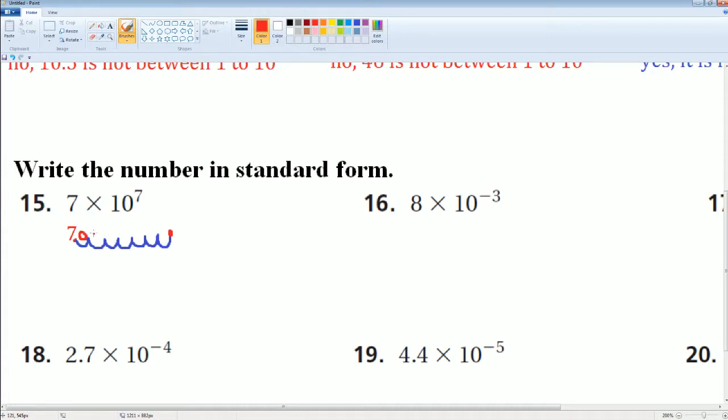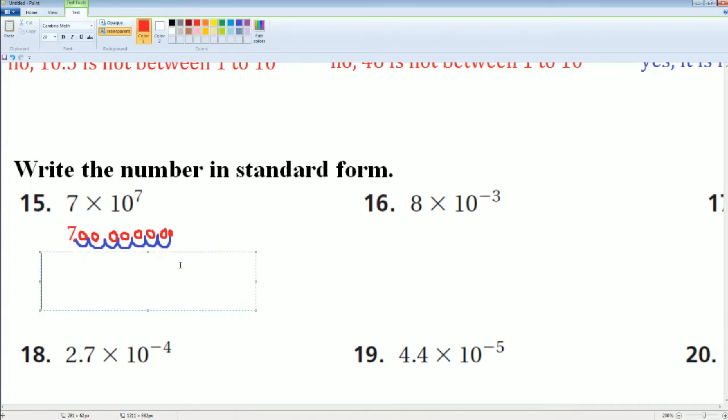This becomes a circle. That becomes a 0. That becomes 0. That becomes 0. That becomes 0. That becomes a 0. That becomes 0. That becomes a 0. Okay. Then we could write that out. Because this is the work, I'm just going to write out the number now.